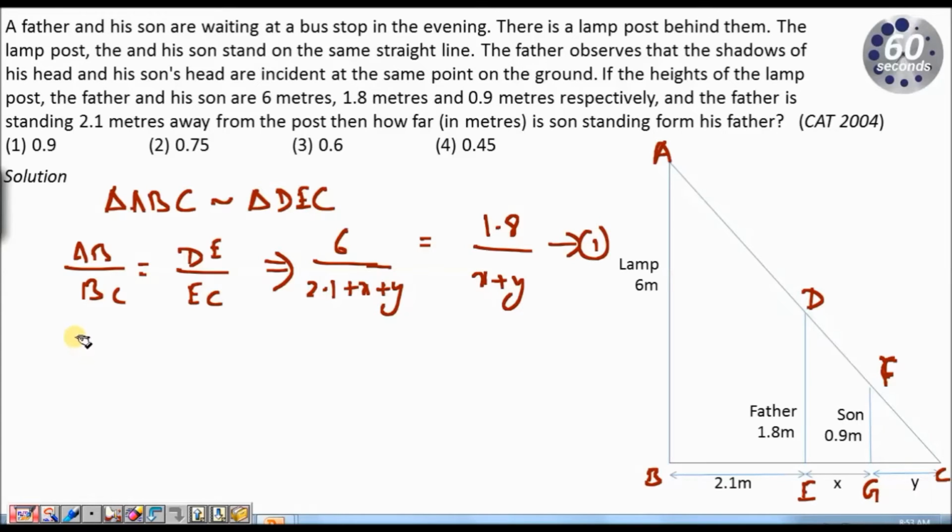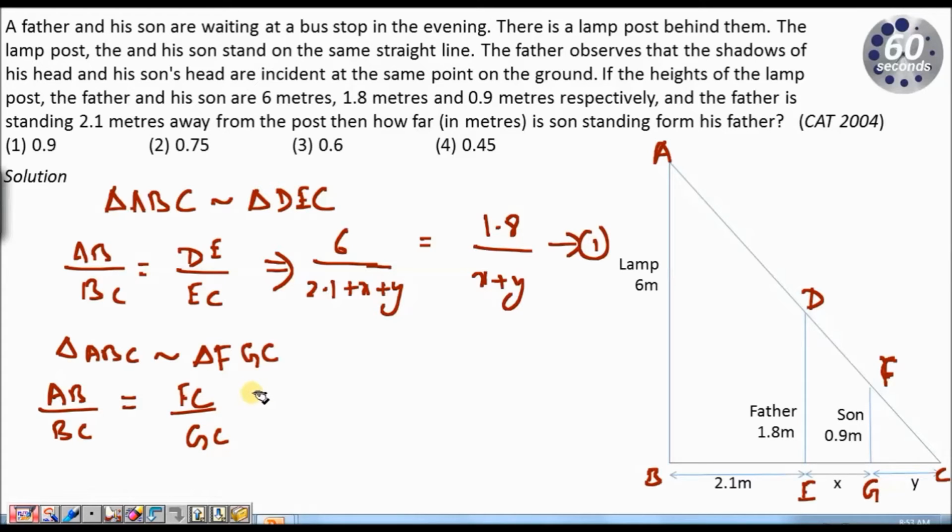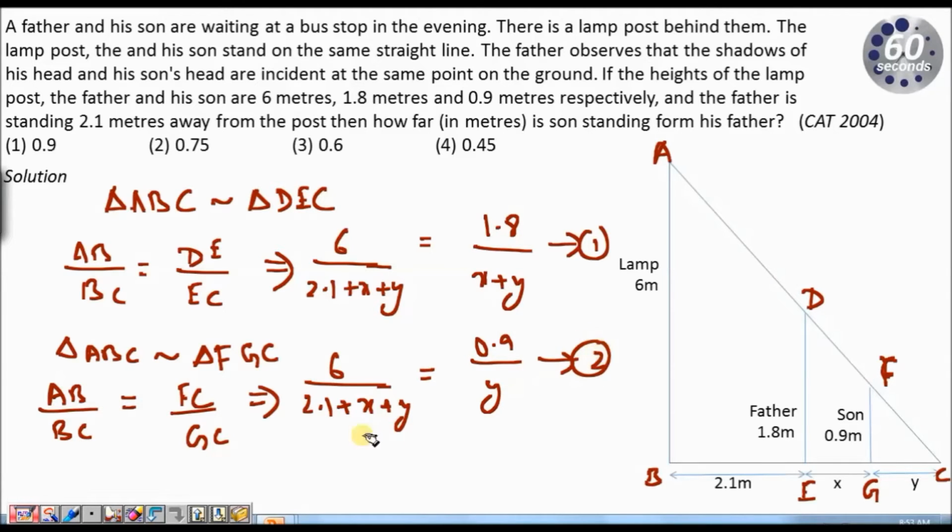Similarly, I know triangle ABC will be similar to triangle FGC. So from here I can say AB by BC equals FG by GC, which will give me 6 by 2.1 plus x plus y equals 0.9 by y. Say this is equation 2.